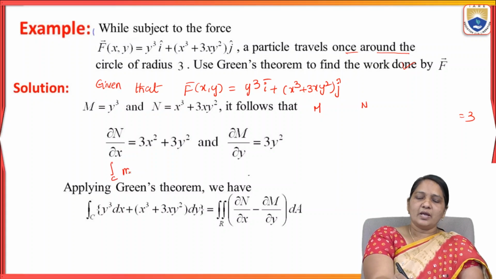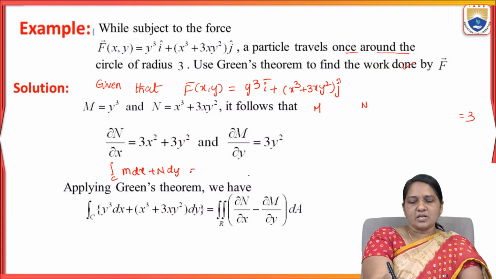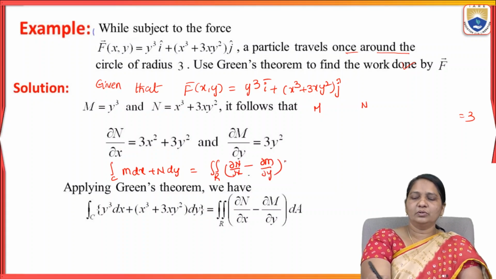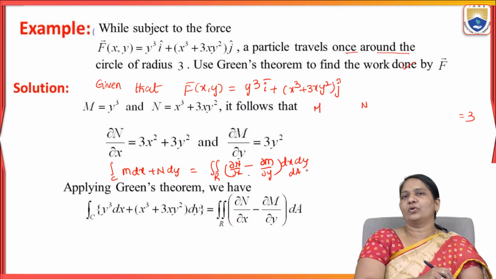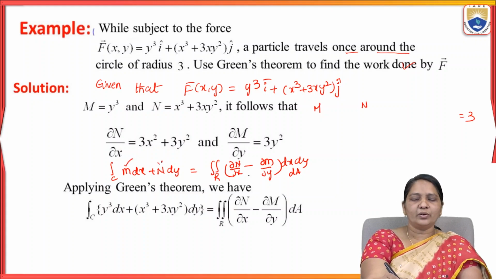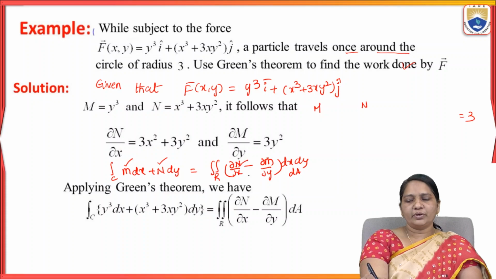Integral over C, M dx plus N dy is equal to double integral over R, dou N by dou x minus dou M by dou y, into dx dy. Otherwise, dA is nothing but dx dy. So according to the statement of Green's theorem, we should know the M value, N value, and dou N by dou x and dou M by dou y. So what is M?